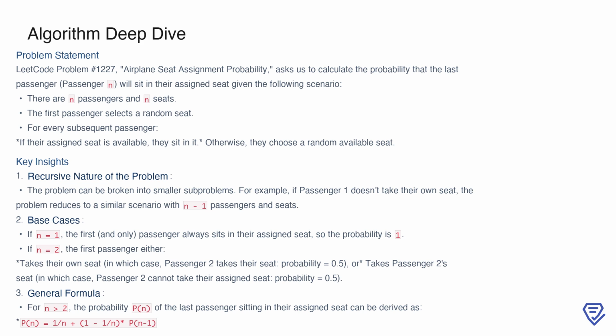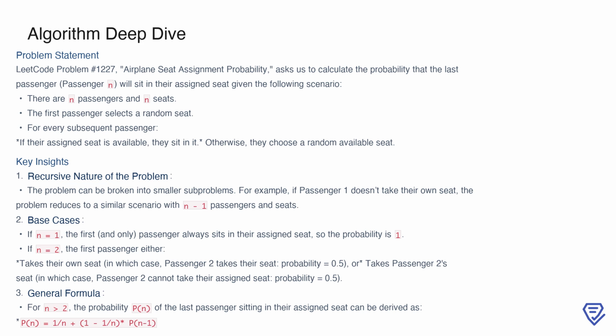Additionally, there are critical base cases to consider. If there's only one passenger, they have no choice but to sit in their seat, so the probability is 1. For two passengers, the first passenger either takes their own seat or the second passenger's seat, each with equal probability, leading to a result of 0.5.